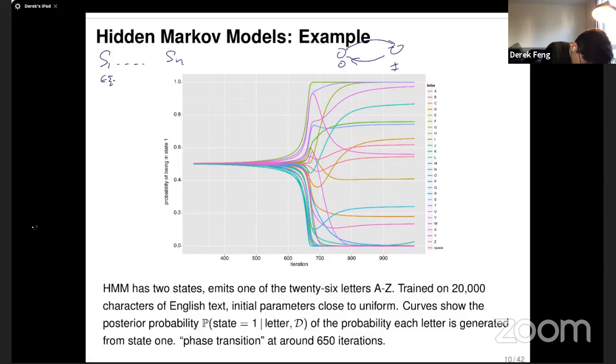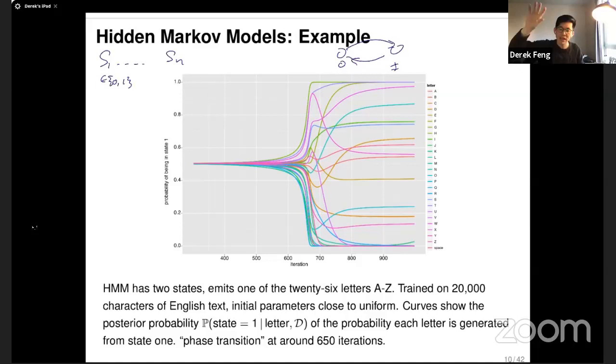Then depending on which state you're in, you're going to emit a letter with a particular probability. So the letter emission probability is just a function of the state. In this particular case, you're looking at what the probabilities are for each letter if you are in state one. This is a very crude model, just a contrived example where I have two states and I'm looking at the conditional probability of emitting a particular letter given that I'm in state one.